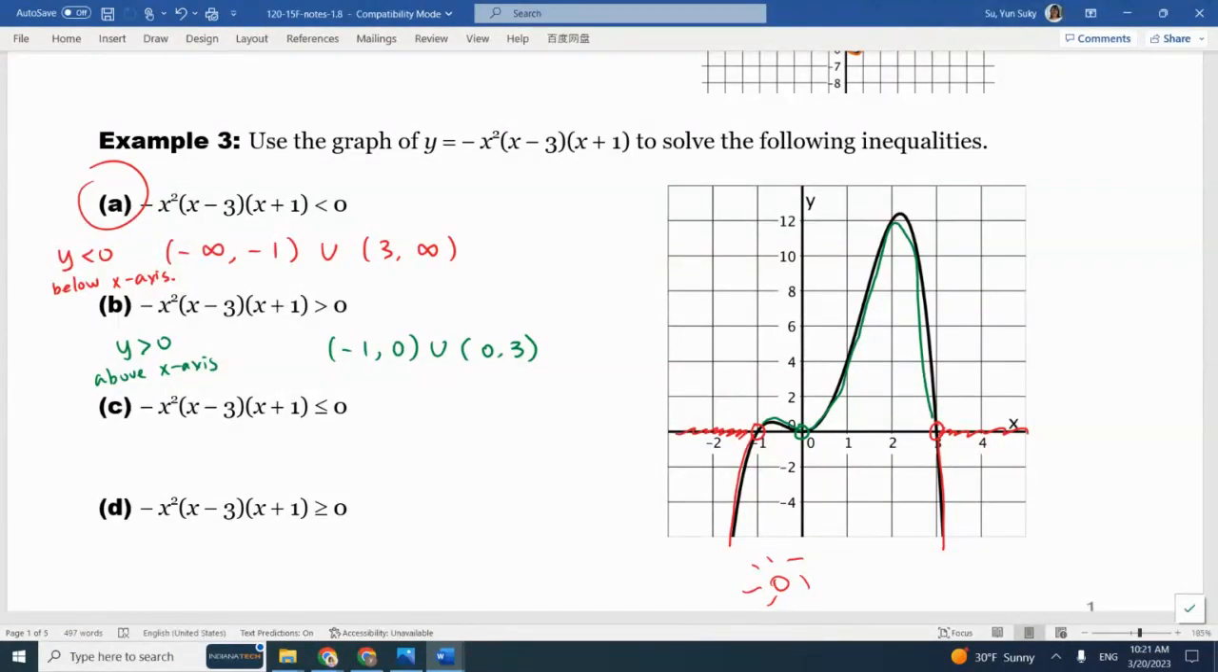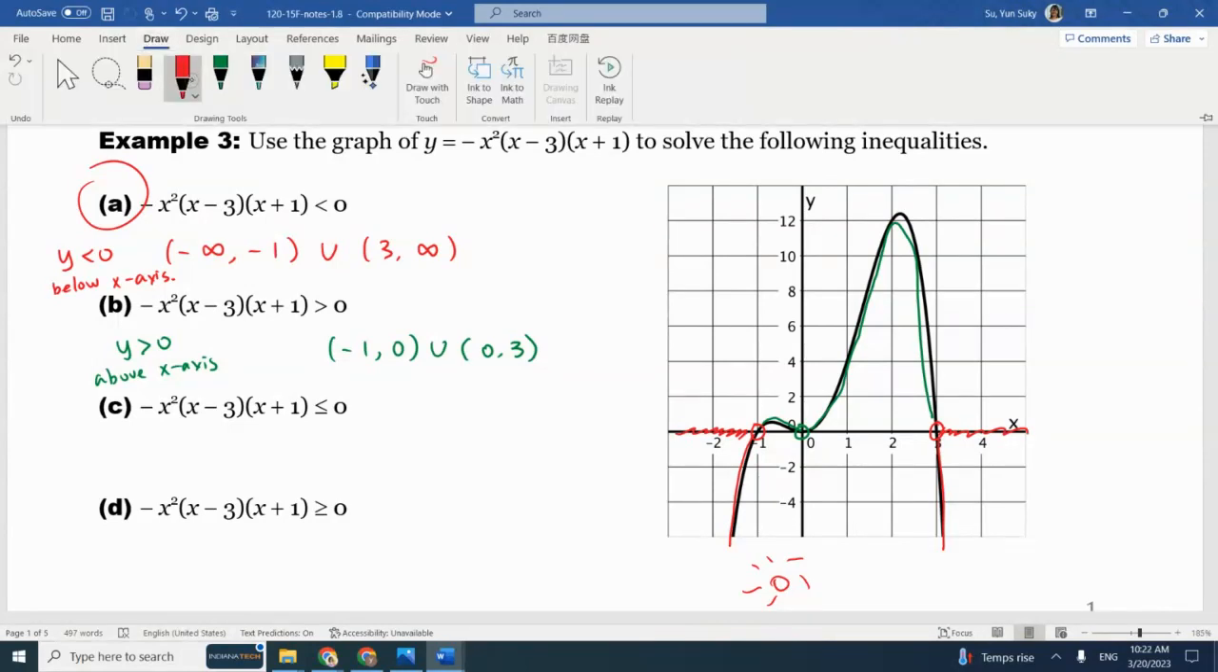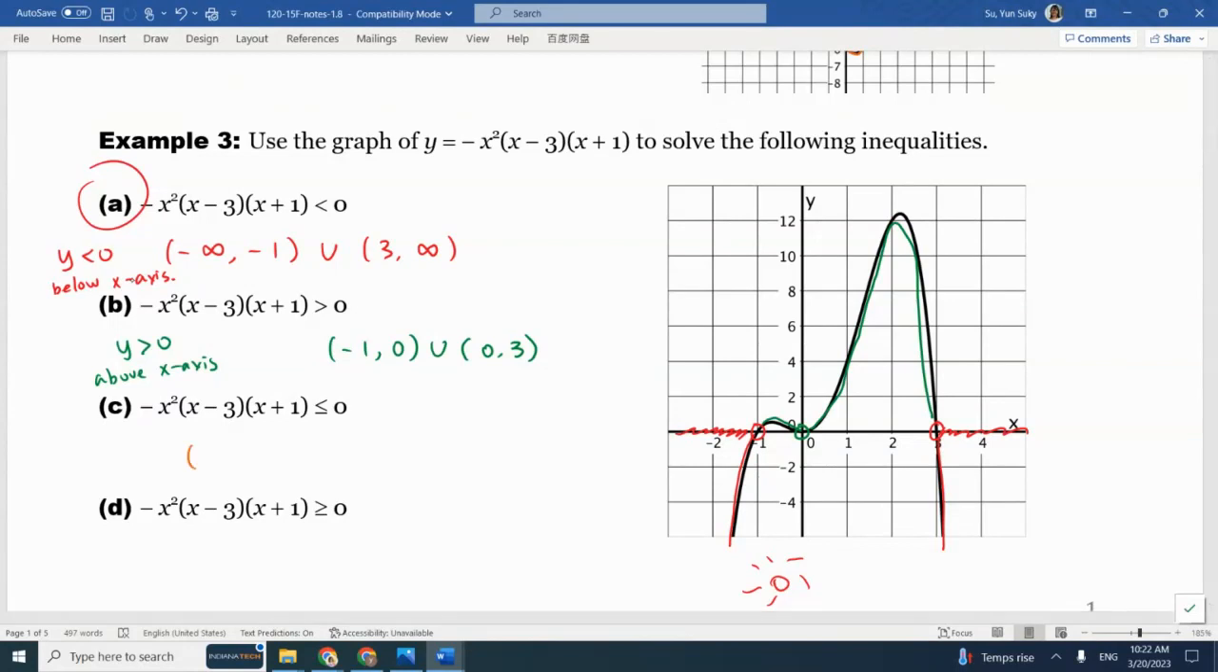Now we allow it to be equal to 0. So we allow the endpoints, right? Which means it's similar to part A, but instead of parentheses, you put brackets. Exactly. Okay, so minus infinity to -1 brackets union brackets 3 to infinity. Do I put brackets on the infinity? No, because we never reach infinity. We're approaching it, but never reach.